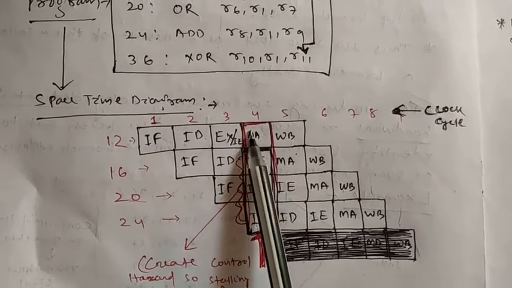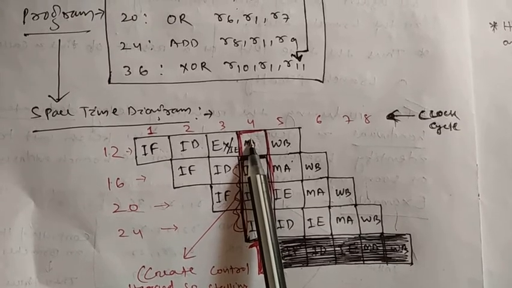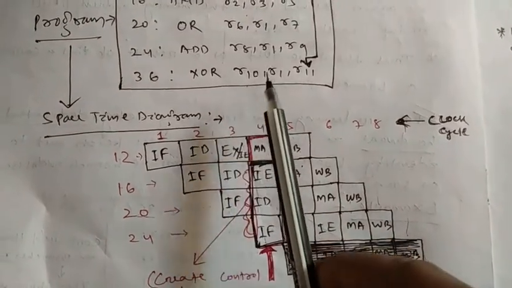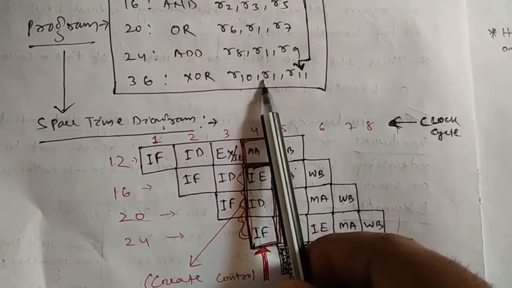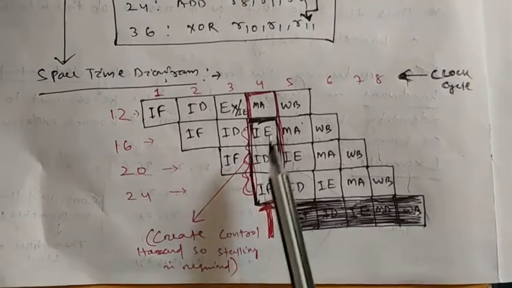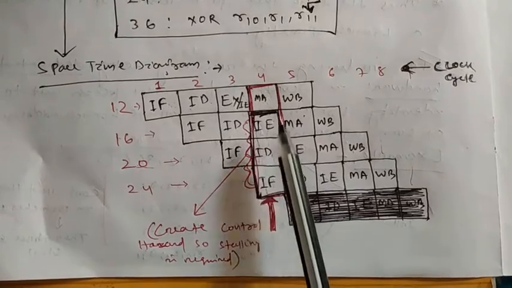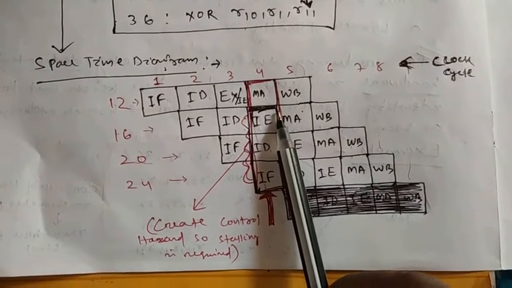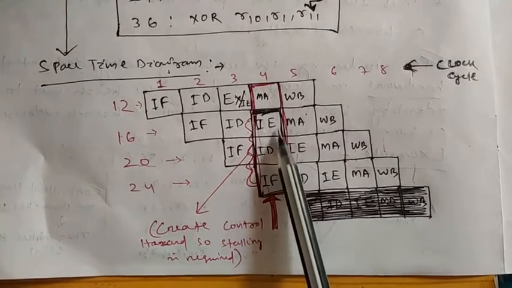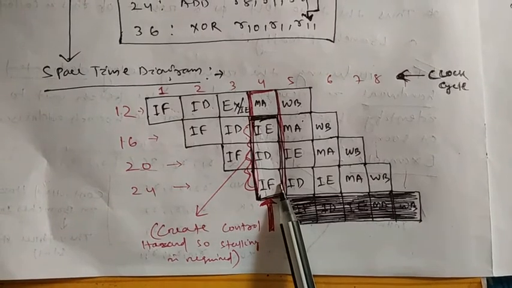Because after instruction 1, we have to execute the 12 location instruction, which location instruction do we have to execute? The 36 location instruction. Instead of executing the 36 location instruction, we are executing the 16, 20, 24 instructions, which will create hazards. This is called what? Control hazard. To avoid this control hazard, we have to store these 3 instructions loaded into the pipelining.